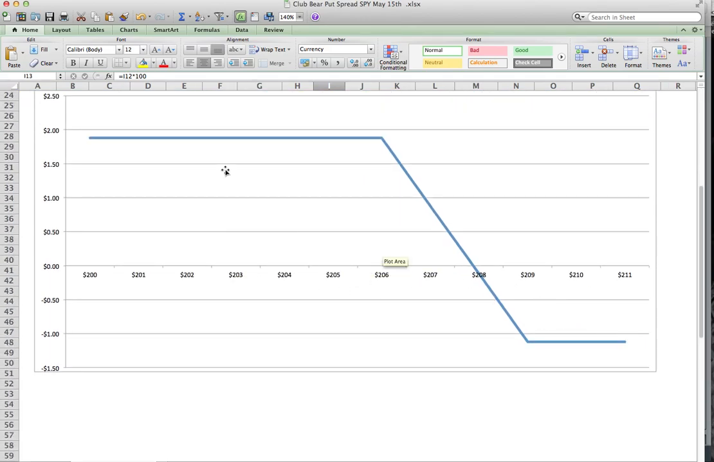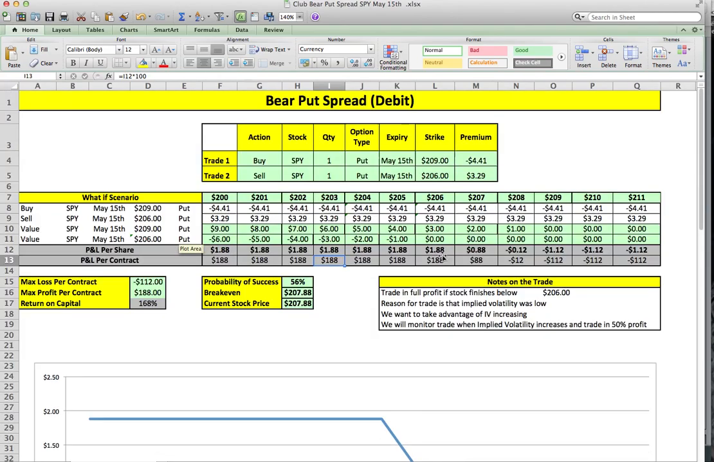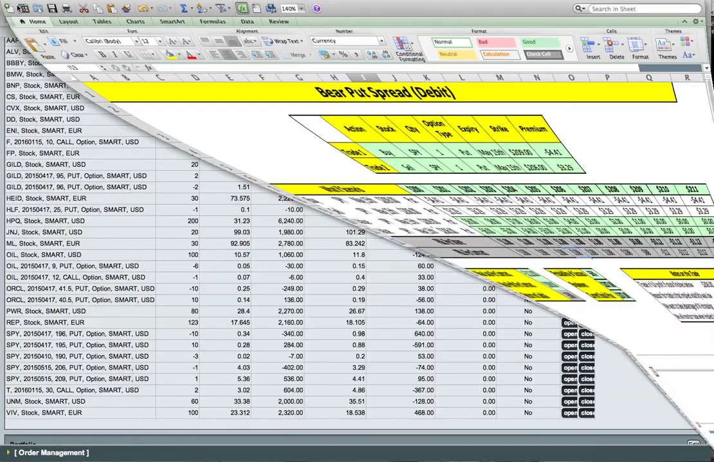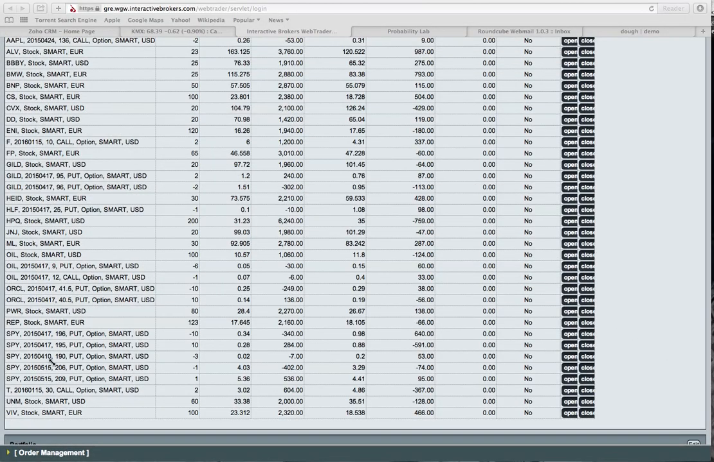In terms of a graph, this is what it looks like. You can see here it's kind of the exact opposite of a bull put spread. It's the total opposite, so we make money as the shares drop below here. Okay, so what does this look like in the platform? Well, here we are. Here's the trade on.